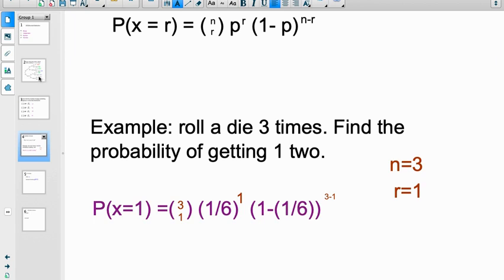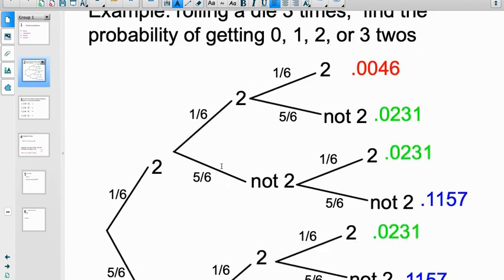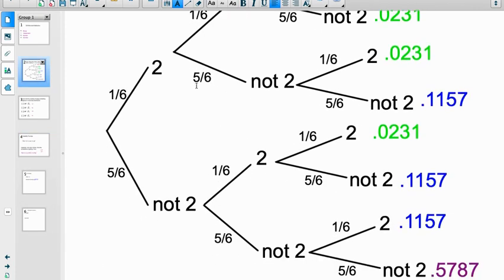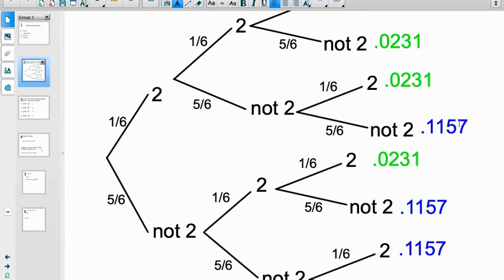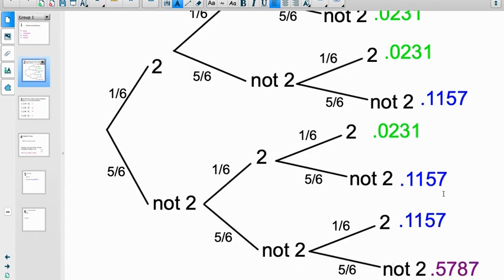So if we go back to our tree diagram, what this is doing for us is that getting one 2 would be all the blue branches. So it finds that probability, 1/6 times 5/6 times 5/6. And then it multiplies it by 3. That's the 3 choose 1.